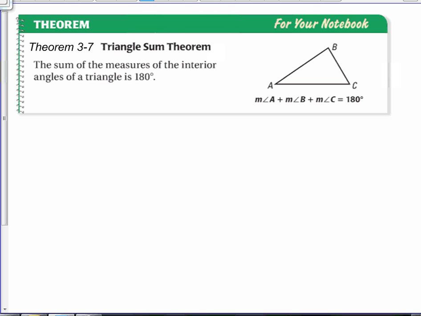So basically what that is saying is if you were to take angle A, angle B, and angle C and line them up next to each other, they would all equal 180 degrees. Okay? So what you can actually do at home is draw a triangle, cut it out, and then cut all the angles off, so cut angle A and angle C off, and line them up with angle B, and they should equal 180 degrees. Okay?